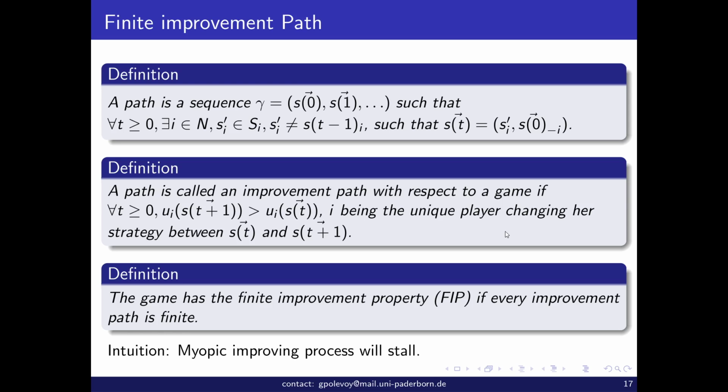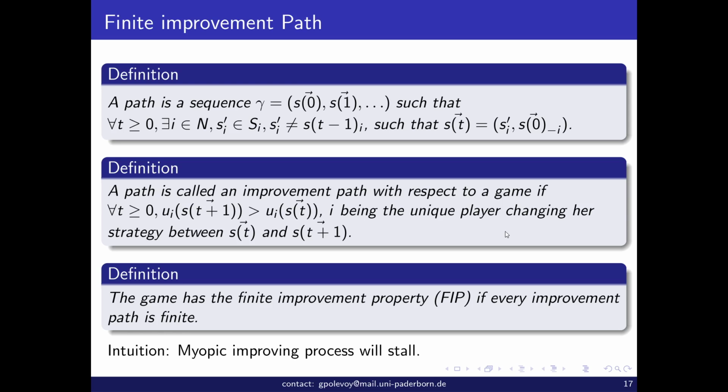So a path, as I said, just as a recapitulation, is a sequence such that exactly one player changes his strategy at each time. The second definition is that a path is called an improvement path with respect to a game, so it depends on the utilities, if at each time the utility of the changing player strictly increases. Please notice we look at the utility of the unique player who changed her strategy. We do not care what happens to other players. And the third definition: a game has the finite improvement property, FIP in short, if every improvement path is finite. So we cannot improve till infinity.